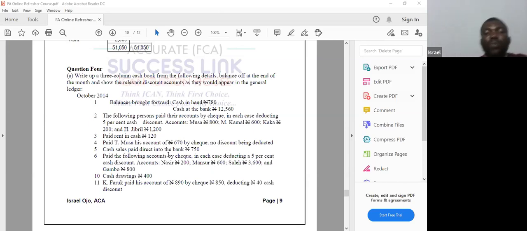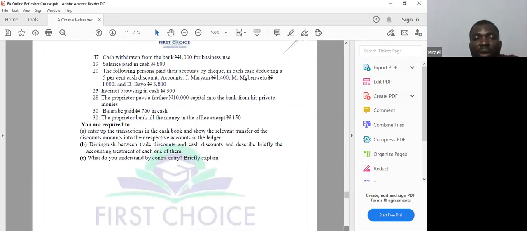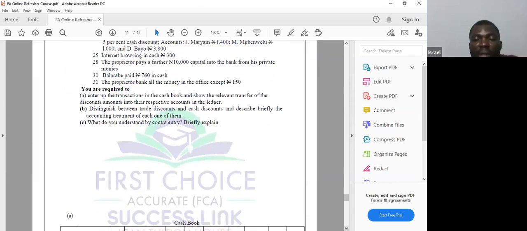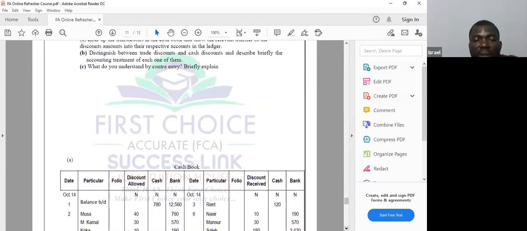So let's just try to prepare that. If you look at the three-column cash book, this is the format that we have there. Can you see the format? We have the date, the particulars, the folio, discounts allowed, the cash, and the bank. Now, this is one side, the debit side.